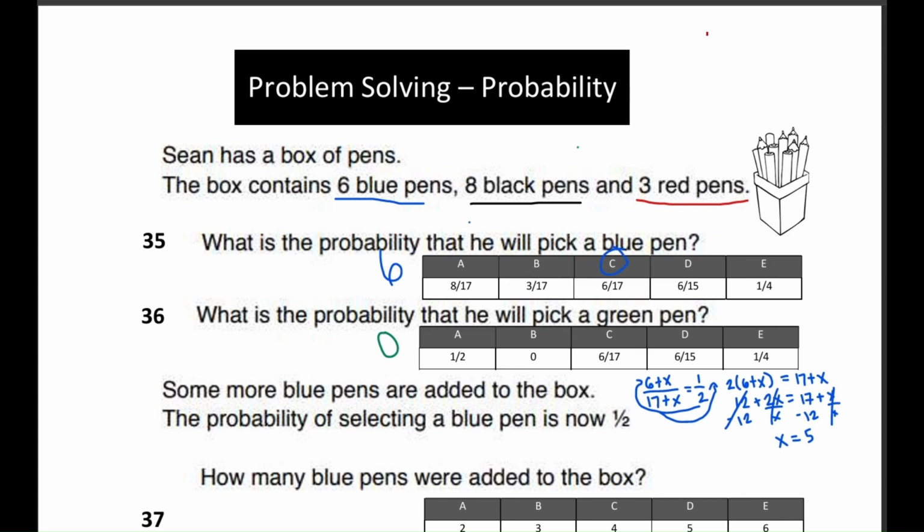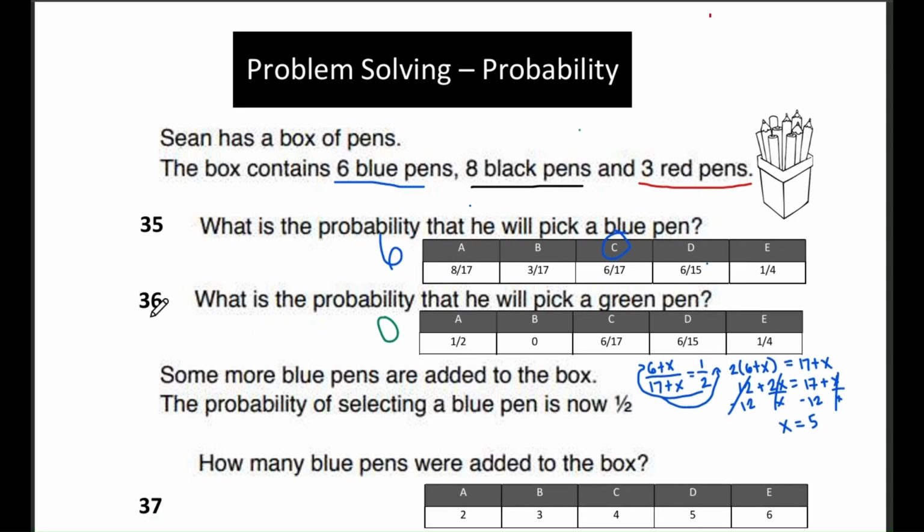Since there are 6 blue pens and a total of 17 pens, the probability of picking a blue pen is 6 out of 17. Question number 36. What is the probability that he will pick a green pen? The options are A is 1/2, B is 0, C is 6 over 17, D is 6 over 15, and E is 1/4. The correct answer is option B, 0. This is because there are no green pens in the box at all.